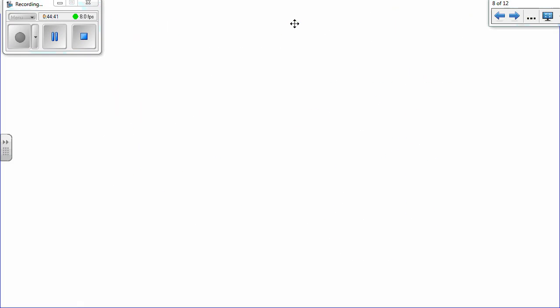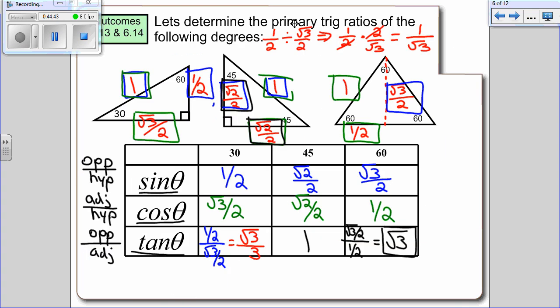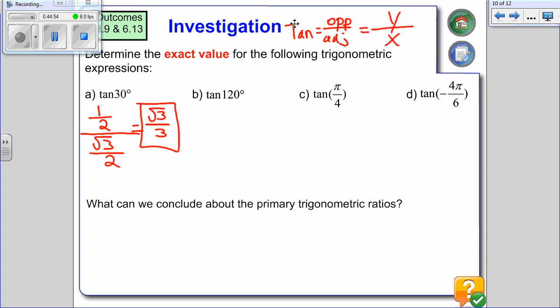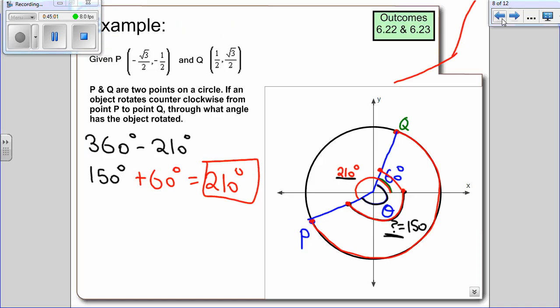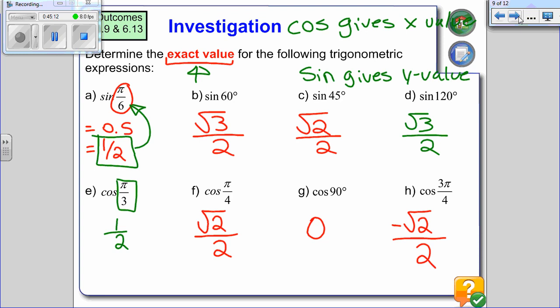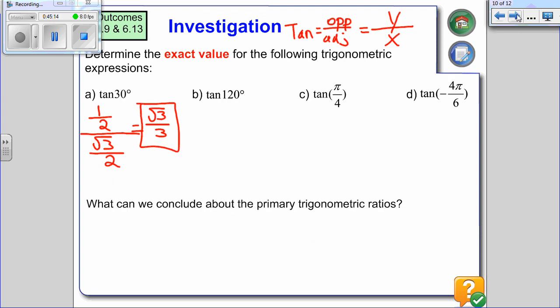All right, for tan of 120, I'm going to look at my unit circle. I'm going to look for 120. I find 120 is all the way out here. There's my x and my y values. I'm going to go y over x, because that's opposite over adjacent. So I have root 3 over 2 divided by negative 1 over 2. You simplify that properly, try it on your own, and you end up with negative root 3.